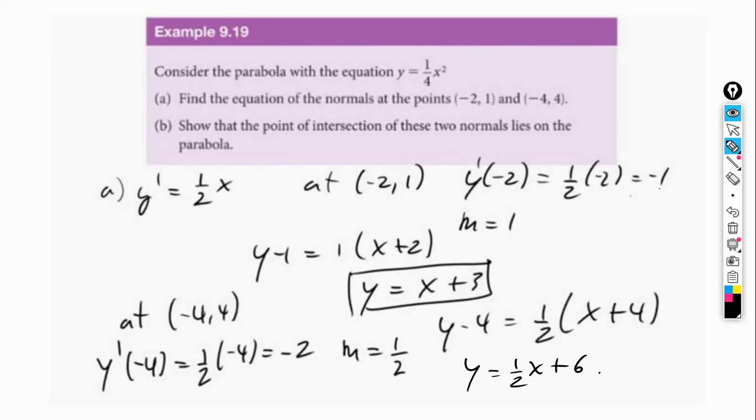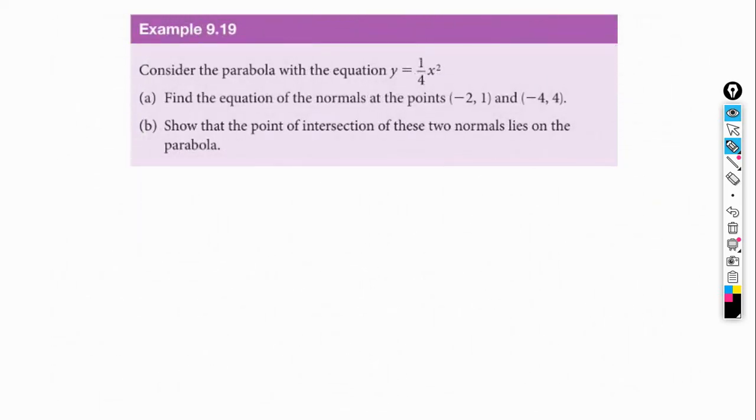Okay, so now we're going to do part B. In part B, they ask us to show that the point of intersection of these two normals lies on the parabola. Remember that the normals we found were y equals x plus 3 and y equals 1/2 x plus 6. So we need to find the point of intersection and then show that it lies on the parabola. The point of intersection is going to be the solution of a system of equations, right? So we have y equals x plus 3 and y equals 1/2 x plus 6.